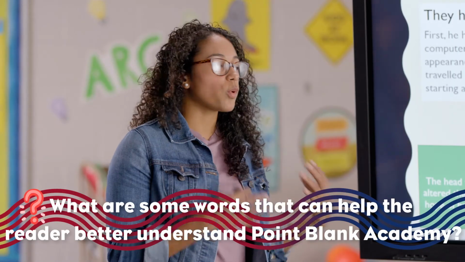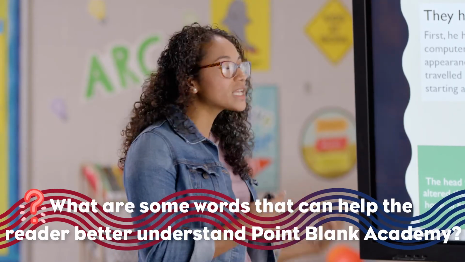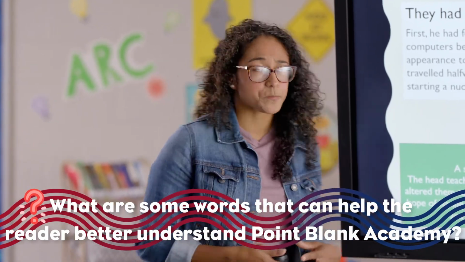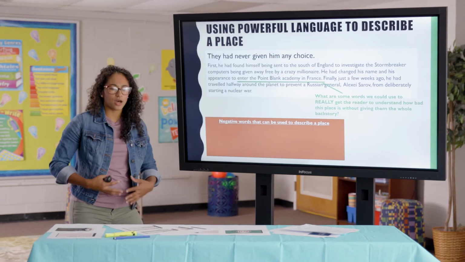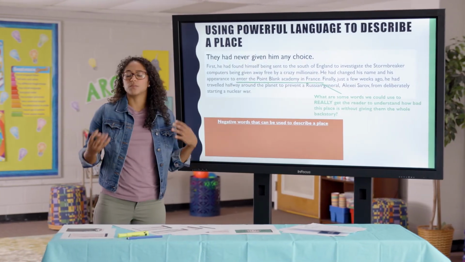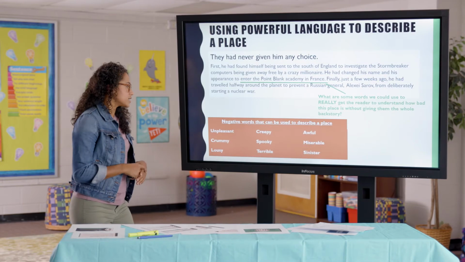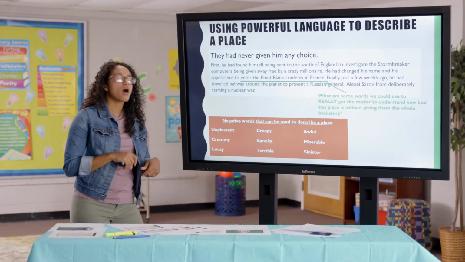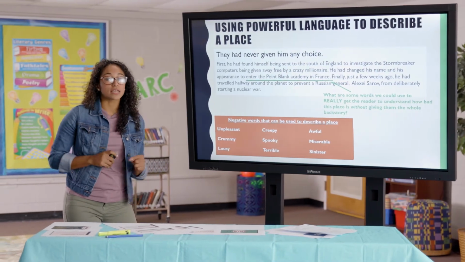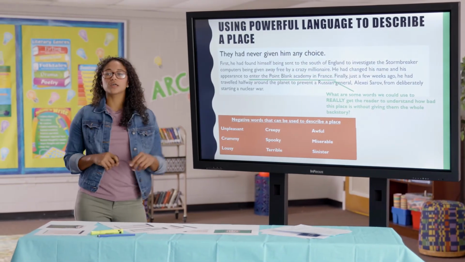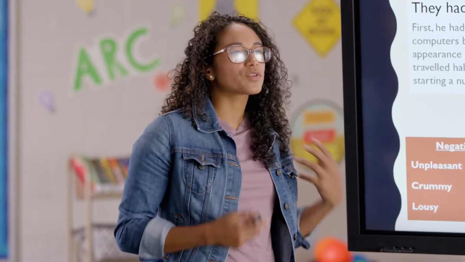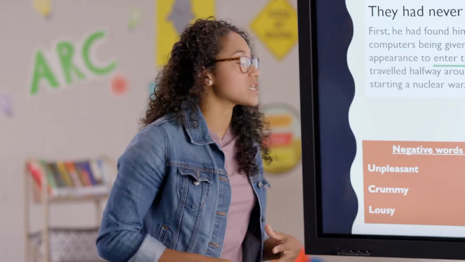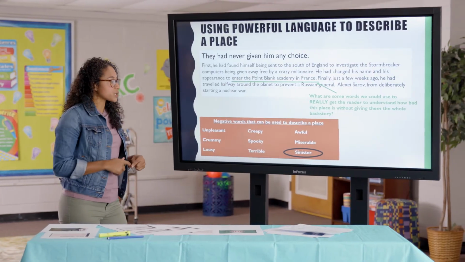But what are some words that we could use to really get the reader to understand this place without having to actually give them that backstory? So the author sat down and made a list of negative words that can be used to describe a place. And he came up with some of these: unpleasant, crummy, lousy, creepy, spooky, terrible, awful, miserable, and sinister. So he sat down, he looked at all these words, and he said, I really want people to understand how bad of a place the Point Blank Academy was, and he really liked this word, sinister.